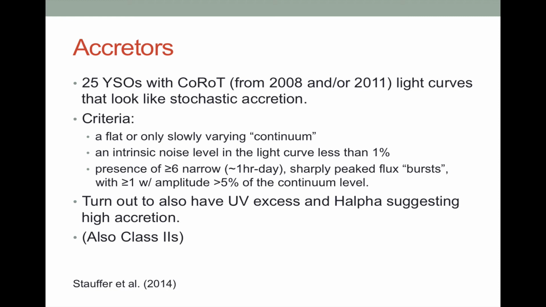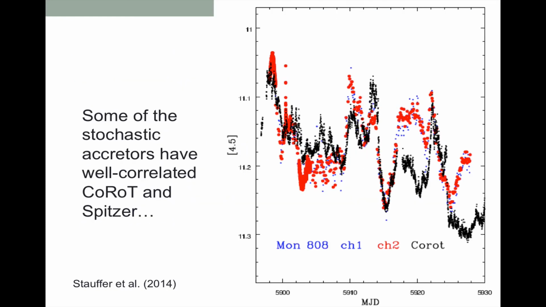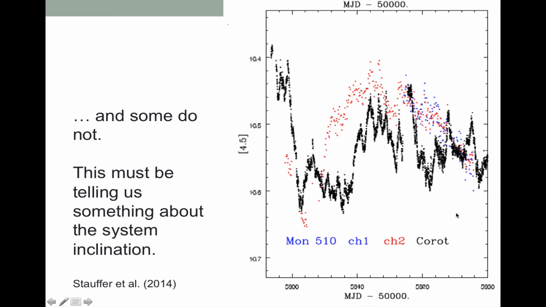They turn out also to have an ultraviolet excess, consistent with the model I showed you earlier, and H-alpha emission, just like the model I showed you earlier, both of which suggest high accretion. They also turn out to be all class 2s. Some of the stochastic accretors have really well correlated CoRoT and Spitzer. Here you see the fuzz along and spike, and fuzz along and spike, and Spitzer's tracking CoRoT really well. But then others don't.